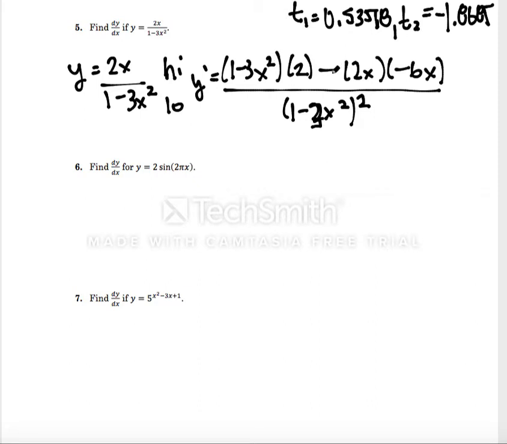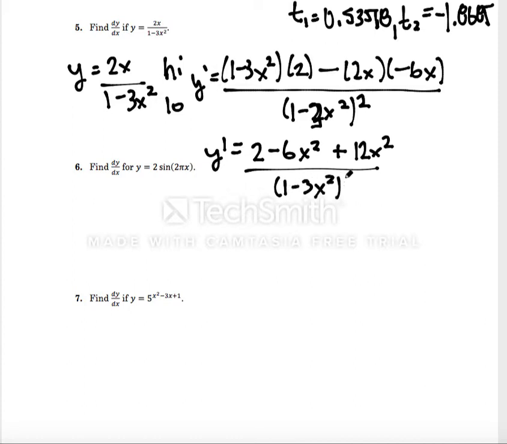If you left it like this, that's okay, but we can do a little better quite easily. I'm going to simplify this top bit by multiplying and distributing. So I have 2 minus 6x squared for the left-hand side, and on the right-hand side, I have a negative 2x times negative 6x, so that is positive 12x squared. I can collect a few terms here. Don't forget I still have a denominator. This gives me in the end positive 6x squared plus 2 over 1 minus 3x squared, squared. And if you leave it like this, that's perfectly fine.